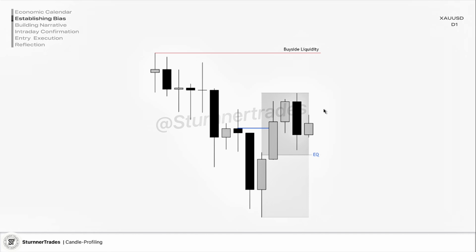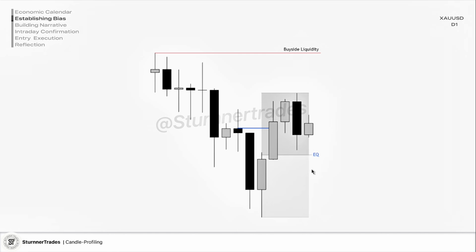Now, here's how I'm framing that bias. First, I'm using the equilibrium of the previous week range as a key support. That EQ aligns cleanly with two down close candles to the left, and that's our daily order block. So that gives me even more confidence to frame a bullish scenario, as both the OB and the weekly EQ line up at the same level. That becomes my high probability reversal area.